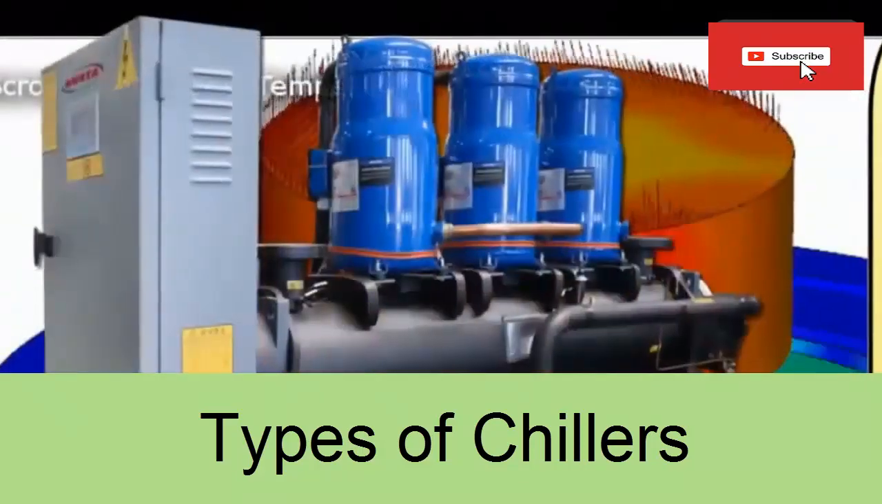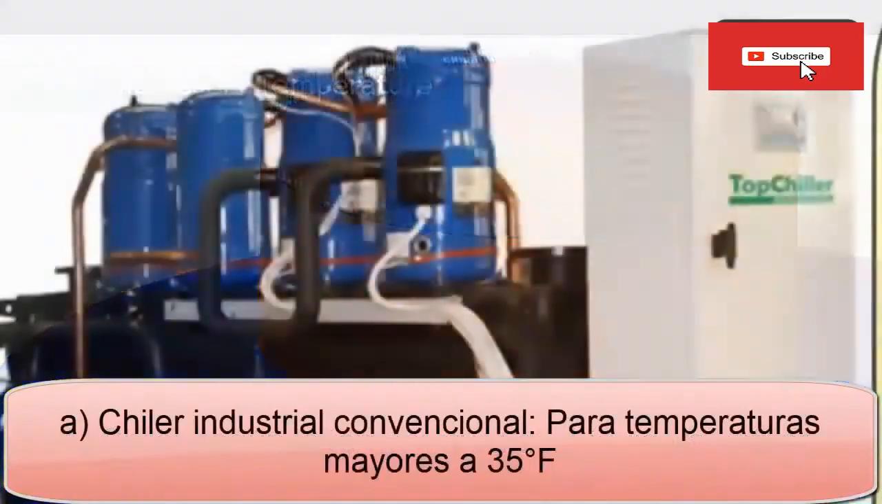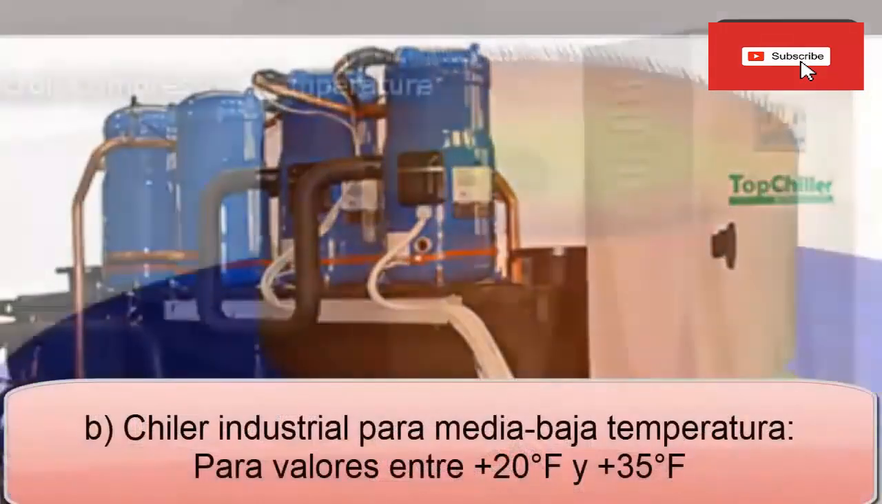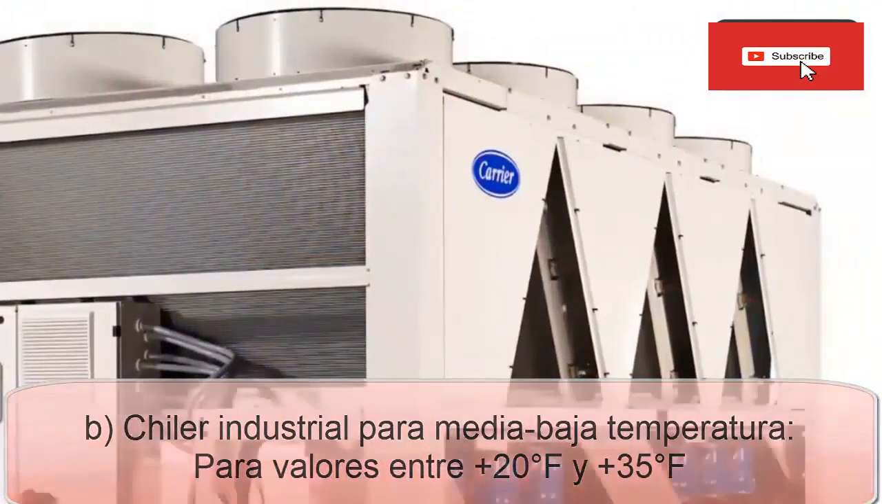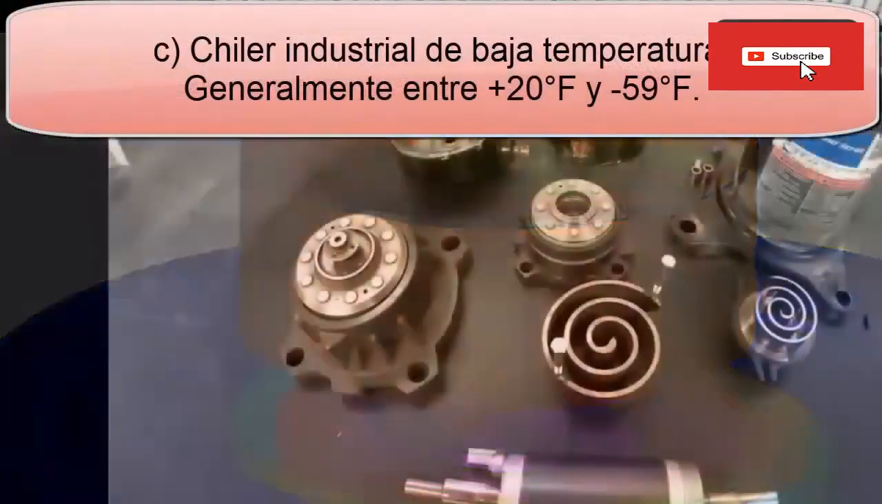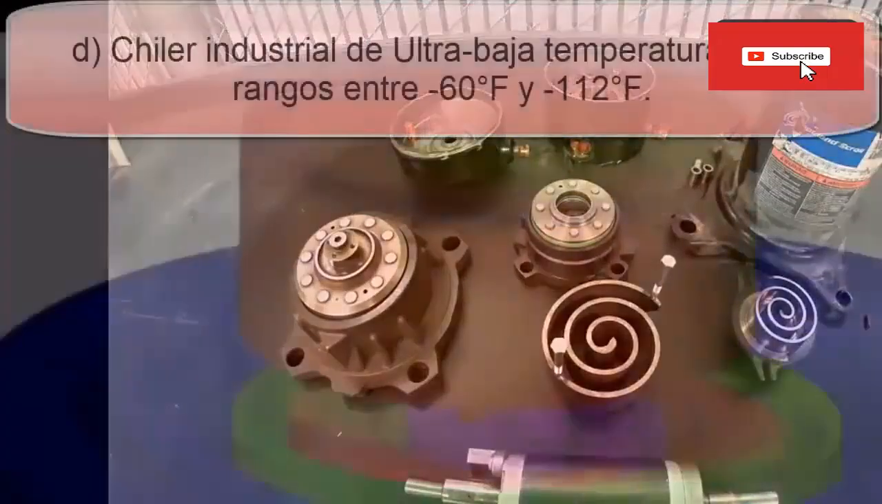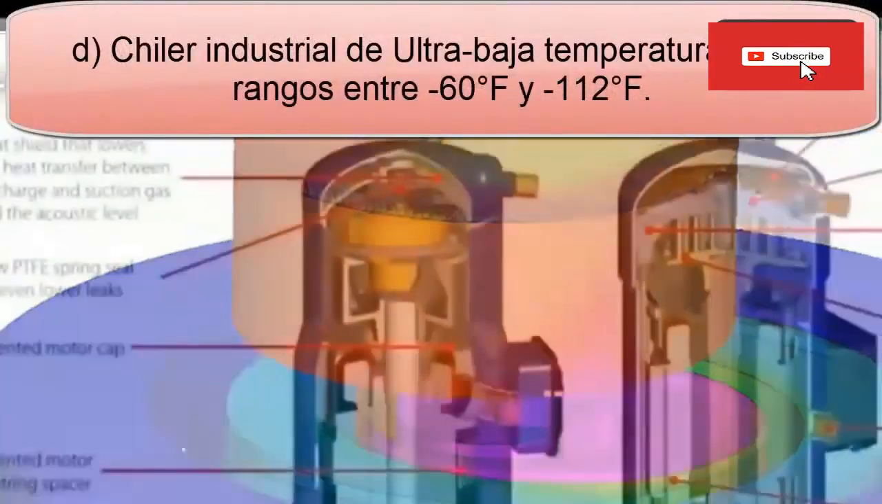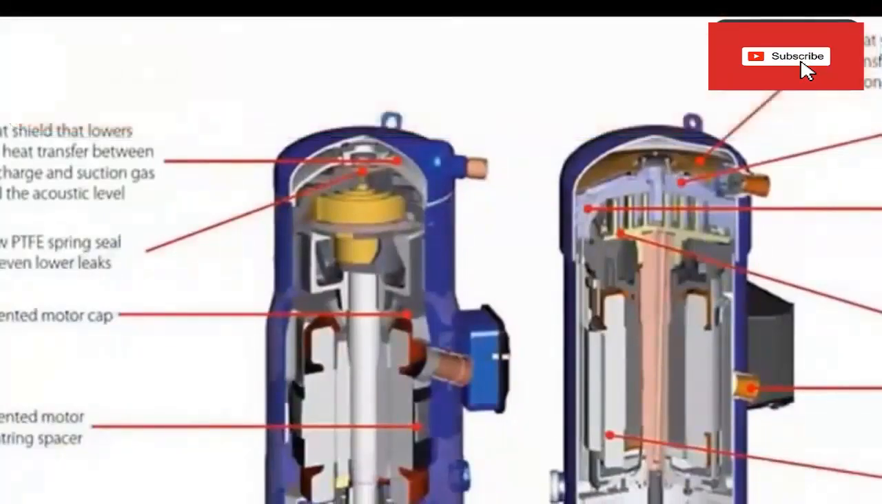1. Chiller according to the temperature of the liquid to be cooled. With this classification we have: A. Conventional industrial chiller for temperatures greater than 35 degrees Fahrenheit. B. Industrial chiller for medium-low temperature for values between plus 20 degrees Fahrenheit and plus 35 degrees Fahrenheit. C. Low temperature industrial chiller generally between plus 20 degrees Fahrenheit and minus 59 degrees Fahrenheit. D. Ultra-low temperature industrial chiller for ranges between minus 60 degrees Fahrenheit and minus 112 degrees Fahrenheit.